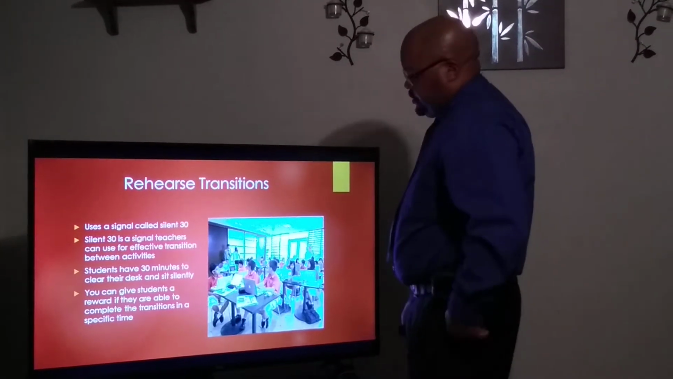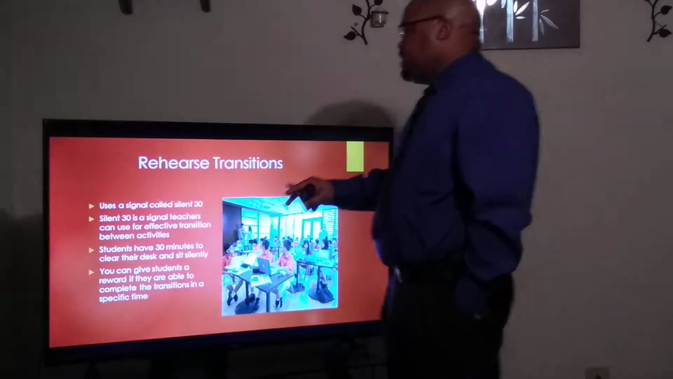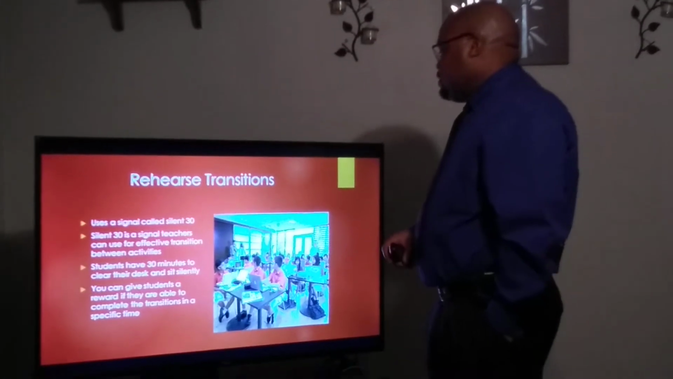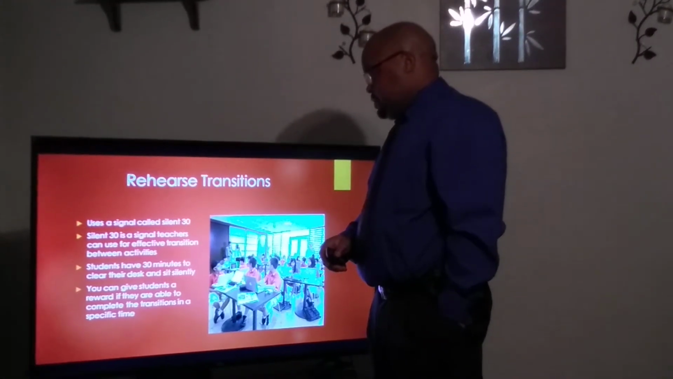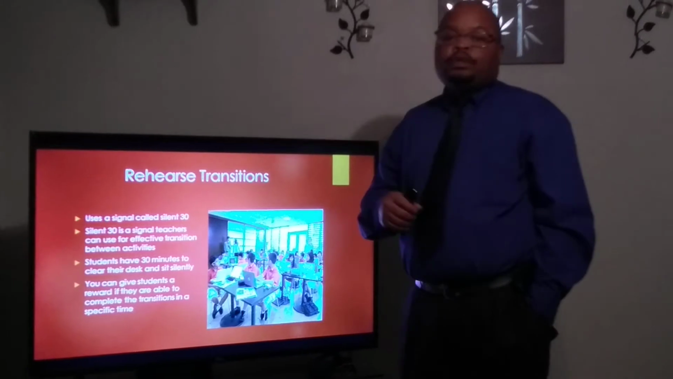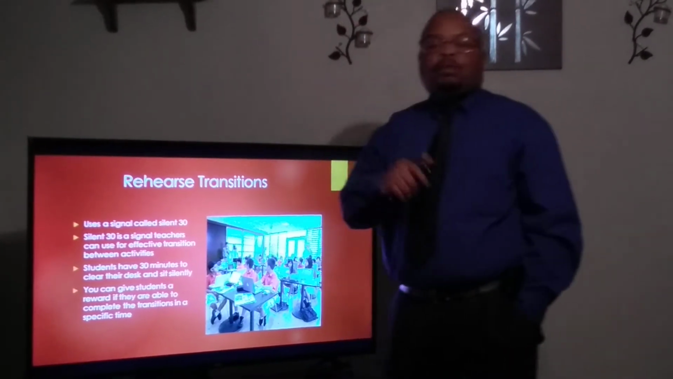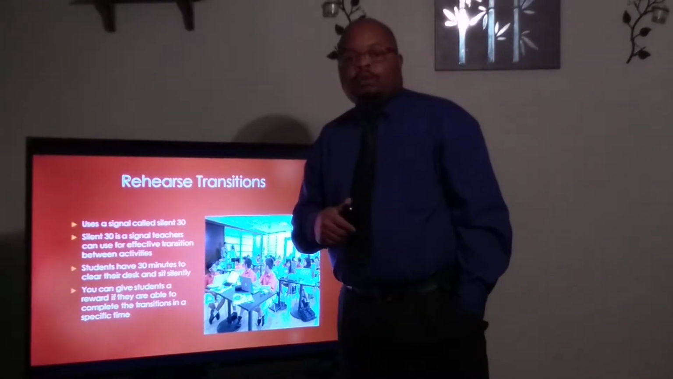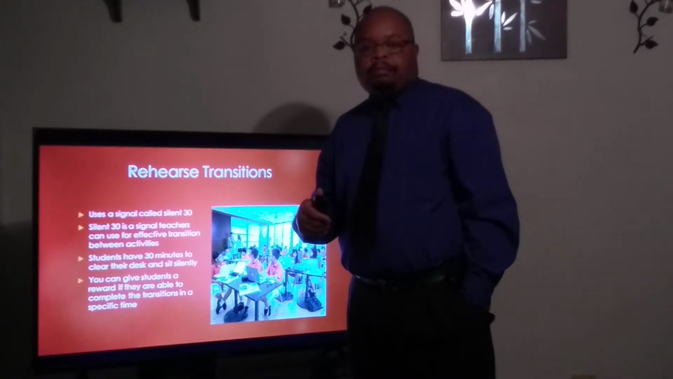Rehearse transition, also known as modeling. But for this strategy, it says use a signal called Silent 30. Silent 30 is a signal teachers can use for effective transition between activities. And that means you give students 30 minutes, hence the 30 in Silent 30, 30 minutes from one transition to the next. Now, you can give rewards if students are able to complete the transition within the 30-minute period.